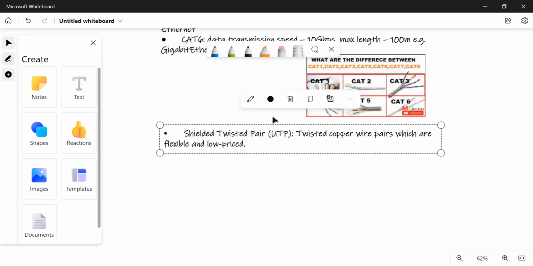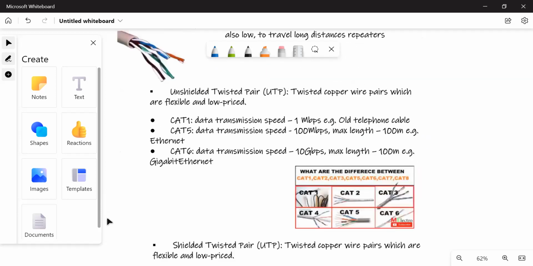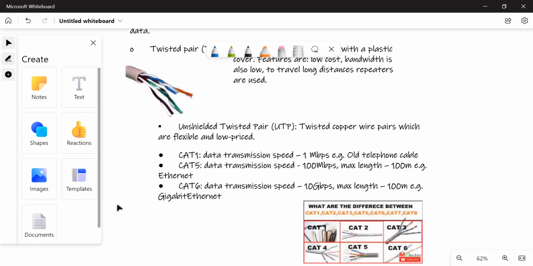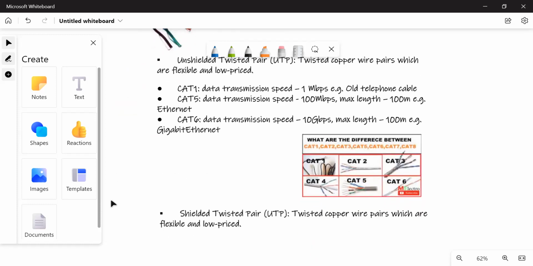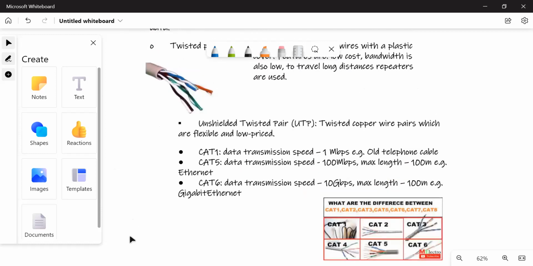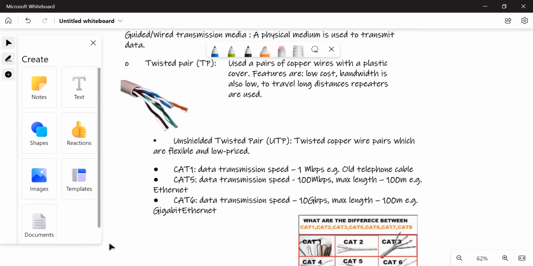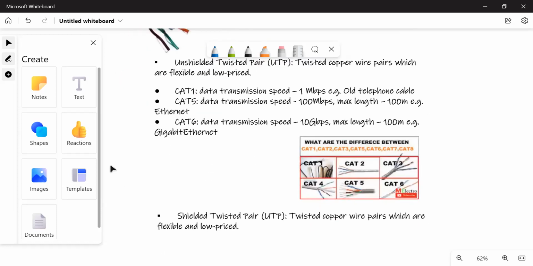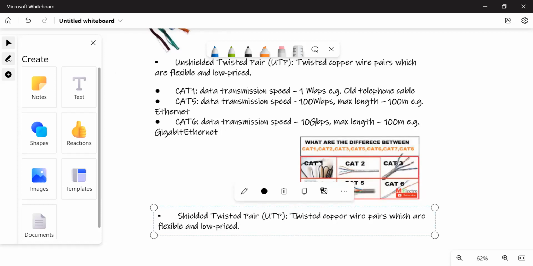So the first type we were discussing is the transmission media. We were discussing guided and unguided media, and the first one, guided medium, means the physical one. The first one we discuss is twisted pair. We will talk about the unshielded twisted pair cable, UTP in short, and then Cat1, Cat5, Cat6, some examples. And the second one we call shielded twisted pair.